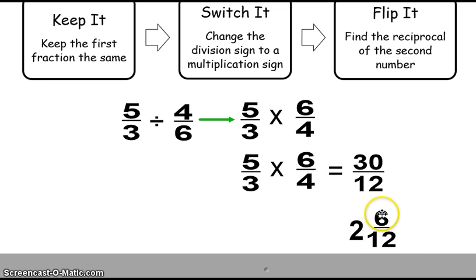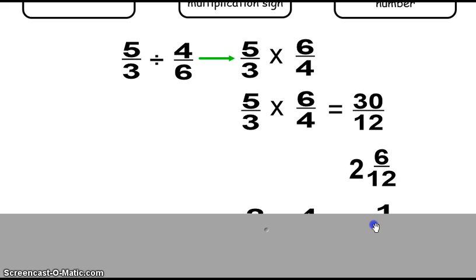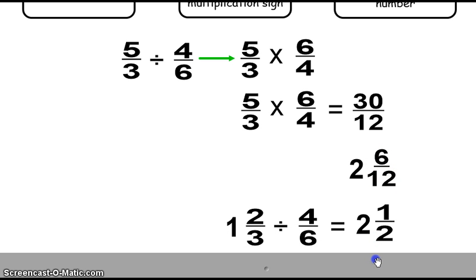We can simplify 6/12 even further. 6 is divided evenly into both the numerator and the denominator. 6 divided by 6 is 1. 12 divided by 6 is 2. So our answer is 2 1/2.